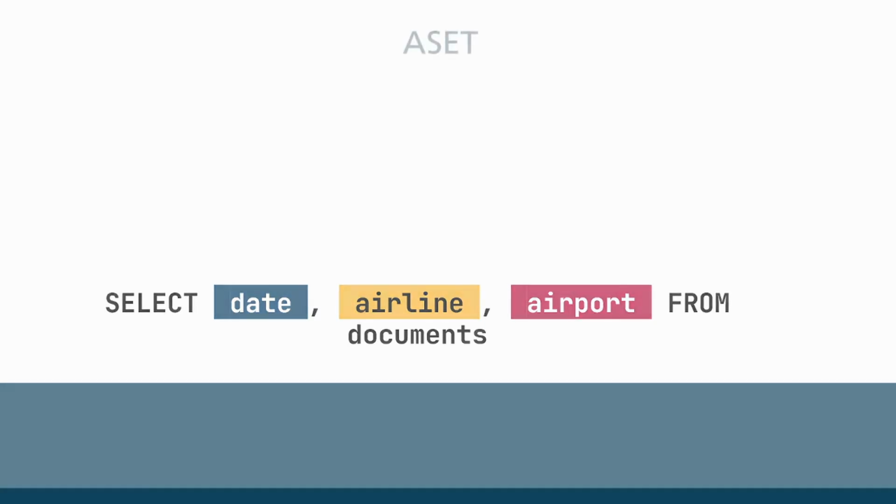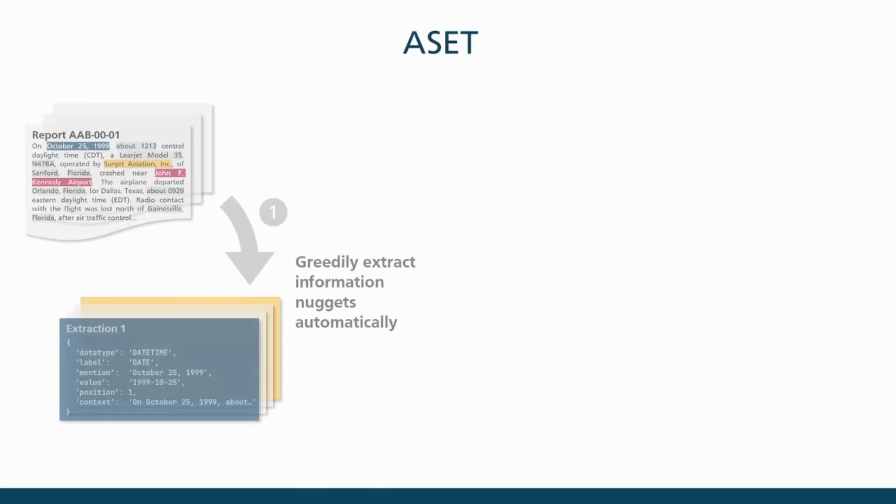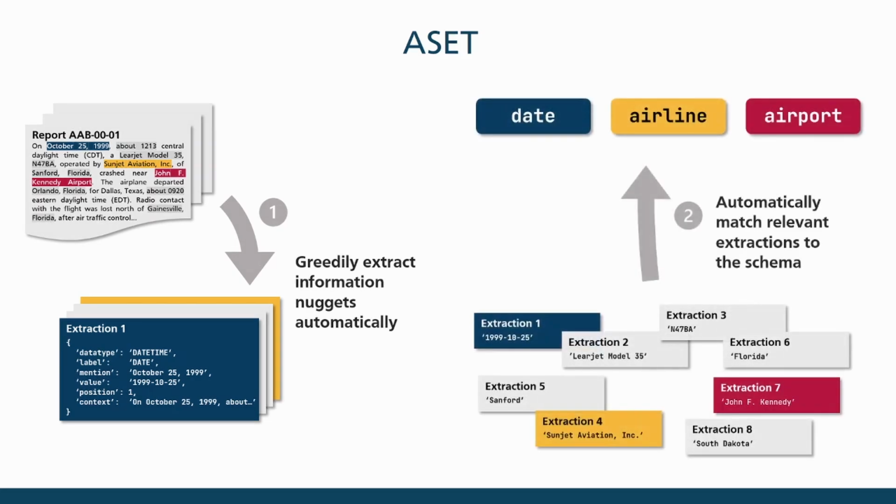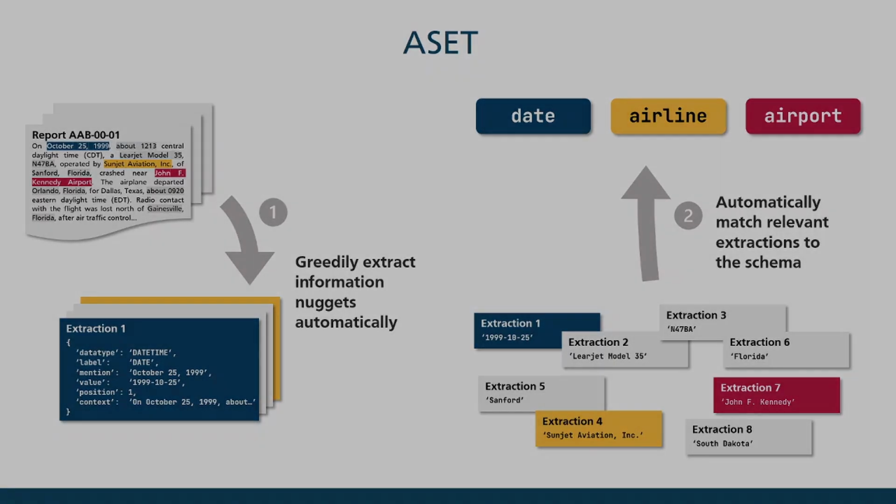ASET works in 2 stages. In the first stage, it greedily extracts all text snippets that might be relevant later, for example, all named entities like places, organizations, and timestamps. This is done automatically and independently of the exact information need at hand. Afterwards, ASET interactively matches the relevant information to the attributes required by the user. So let's see how Stephanie uses ASET to get the event dates as well as the involved airports and airlines for the accidents.